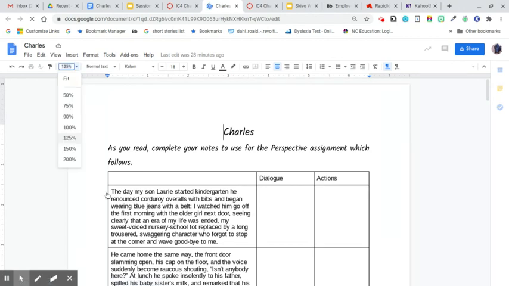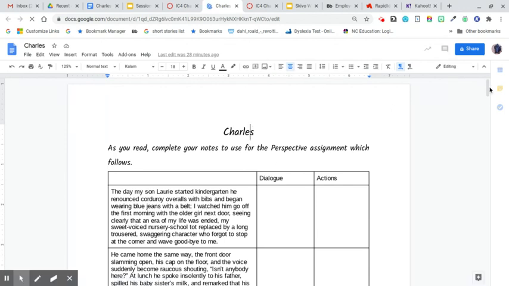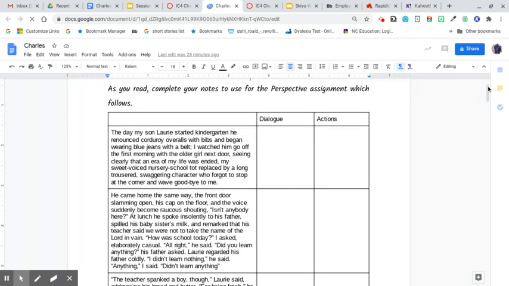I want you to make your notes as I read. Don't wait until I stop and say, okay, here, put some notes down. You need to learn when it's time to make notes. If you hear something important, if you hear something pertinent, write it down. Now remember, these are notes. These do not have to be complete sentences.